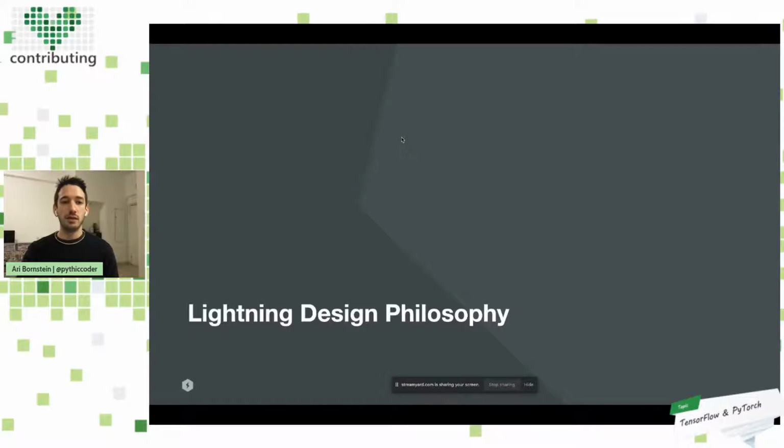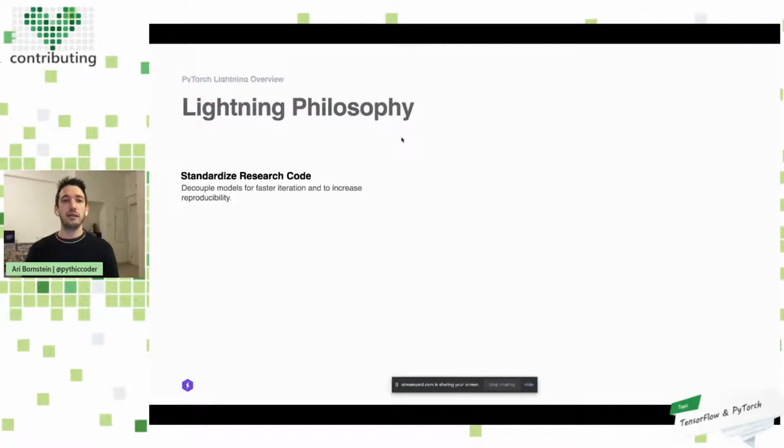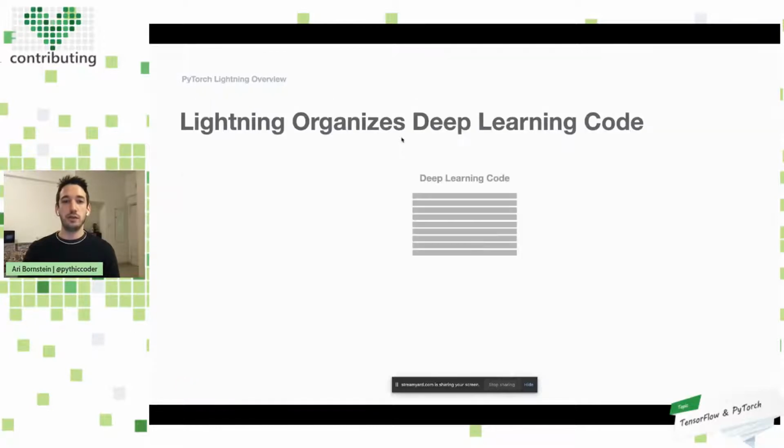So to better understand this, we should look at Lightning's design philosophy. I'm going to break this down into three major components. The first component is that with Lightning, you should standardize your research code. And in order to do this, you need to modularize. You need to decouple your models and your data code from your baseline to increase the reproducibility of your application. So what does this look like?